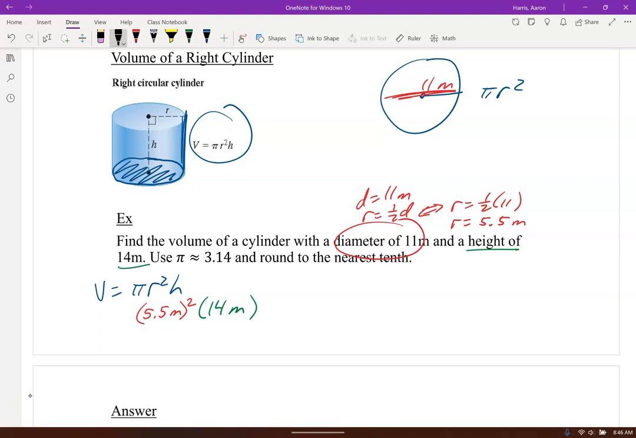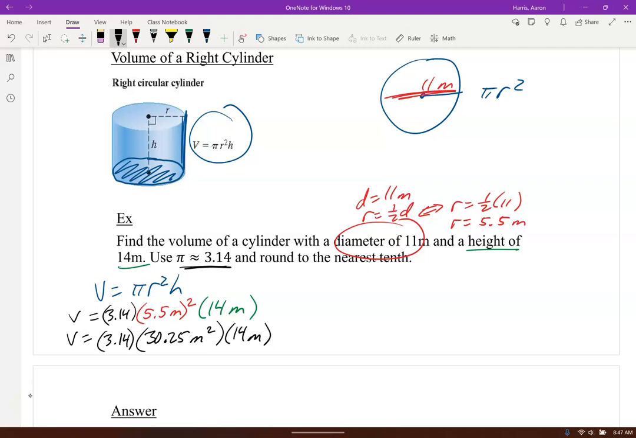And then it also says, interestingly enough, don't use your pi button. Instead, just use 3.14 and approximate it with that. So we've got 3.14 times 5.5 squared. I'm going to take 5.5 and multiply it by itself. 5.5 times 5.5, I get 30.25 square meters.